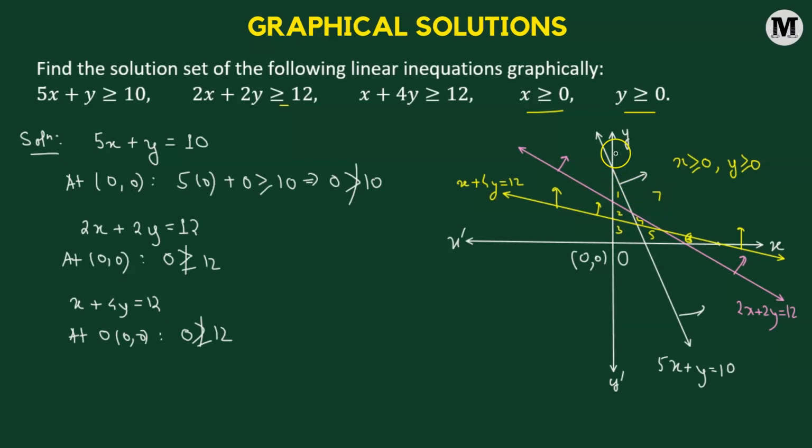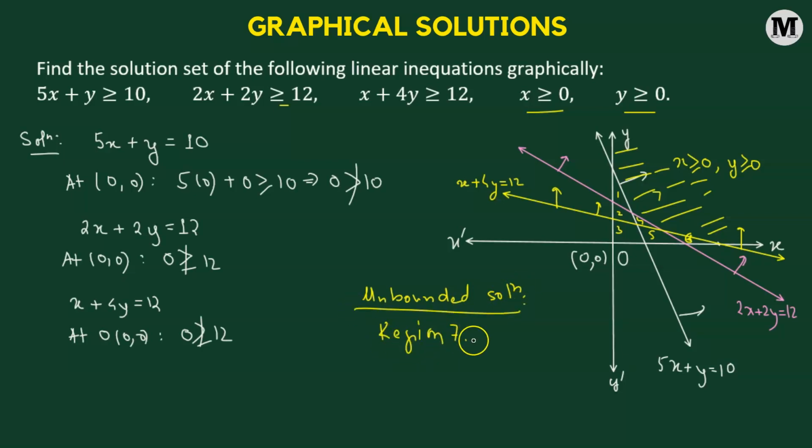The only region that stays behind is going to be region number 7. So this is the region that satisfies all the 5 inequalities here. So this is going to be an unbounded solution, and it's going to be region number 7 as shown in the figure.